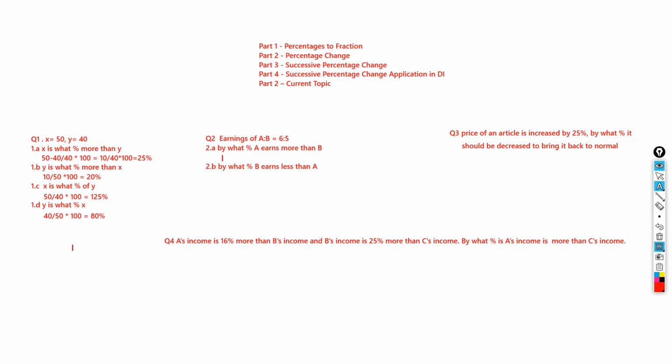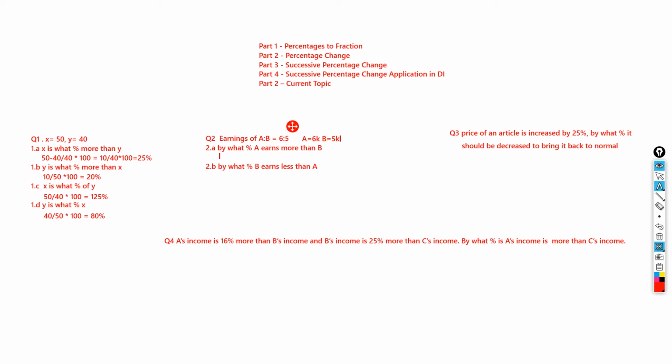Let's move on to the next question, which is an interesting one itself. Let's say the earnings of two persons A and B are in the ratio 6:5. Two questions are there: by what percent does A earn more than B, and by what percent does B earn less than A? In order to solve this, we assume the salary of A is 6k, and the salary of B is 5k.